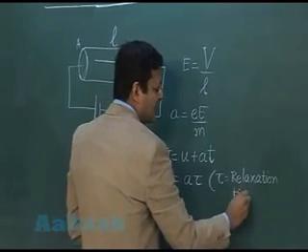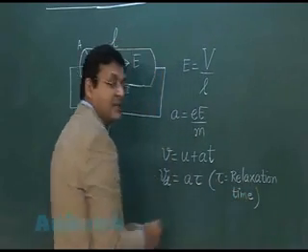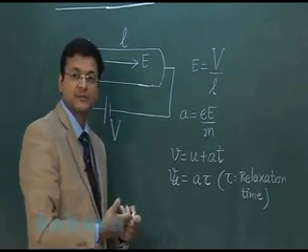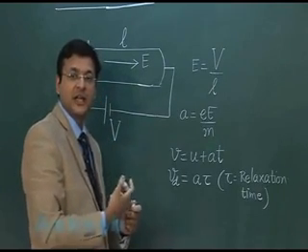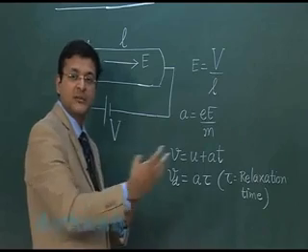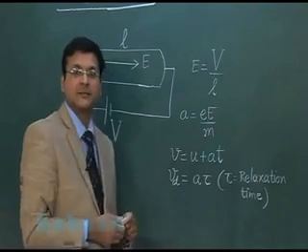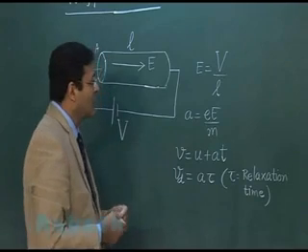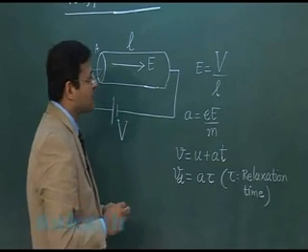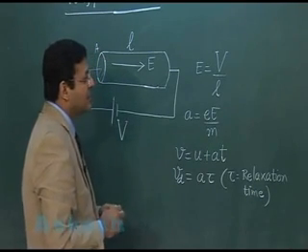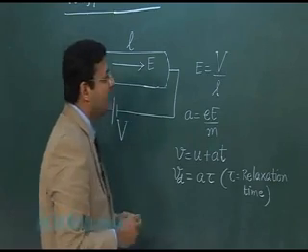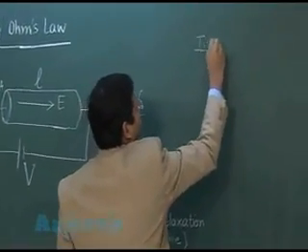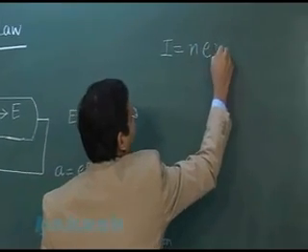This is essentially the mean time an electron spends between two successive collisions. When the random collisions are going on, the average time it spends between two collisions is called relaxation time. Now you see, you have from the beginning a basic formula that I is equal to NEVdA, isn't it?